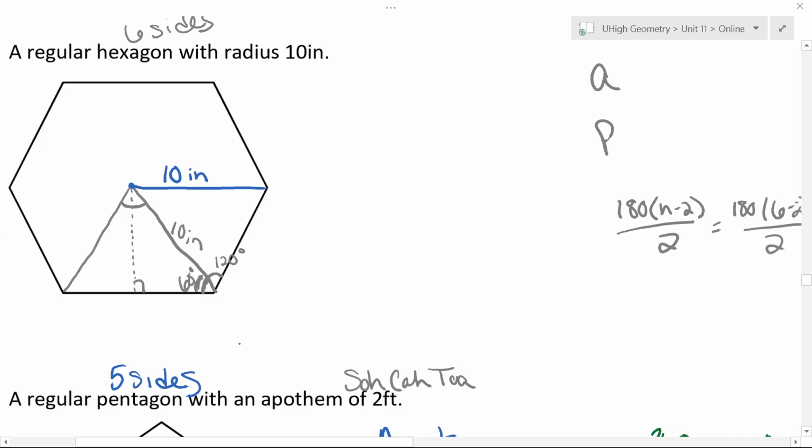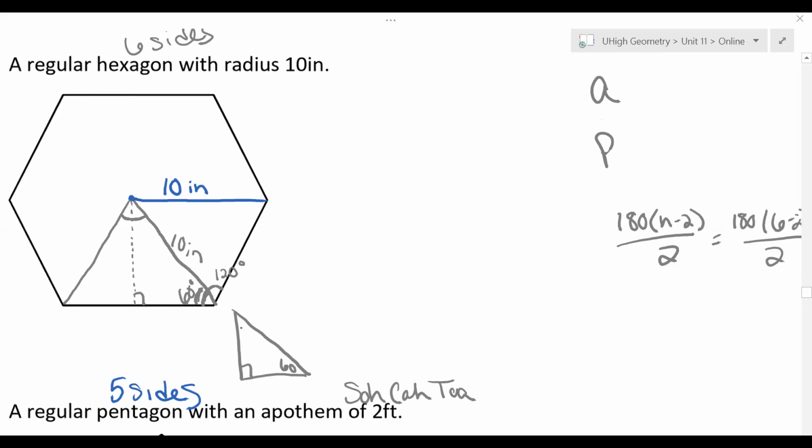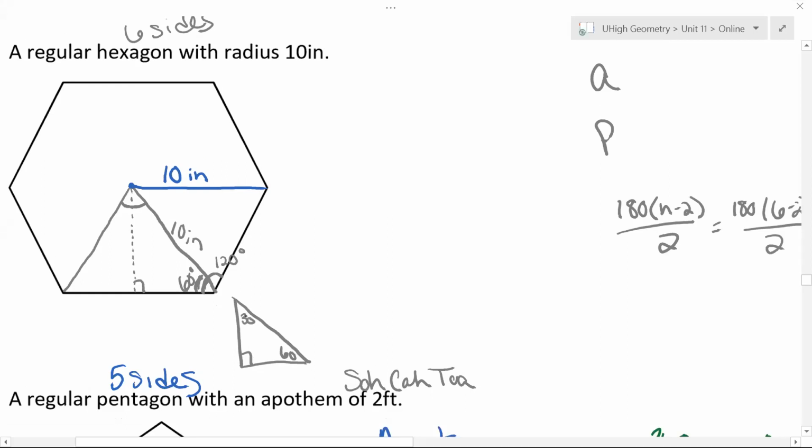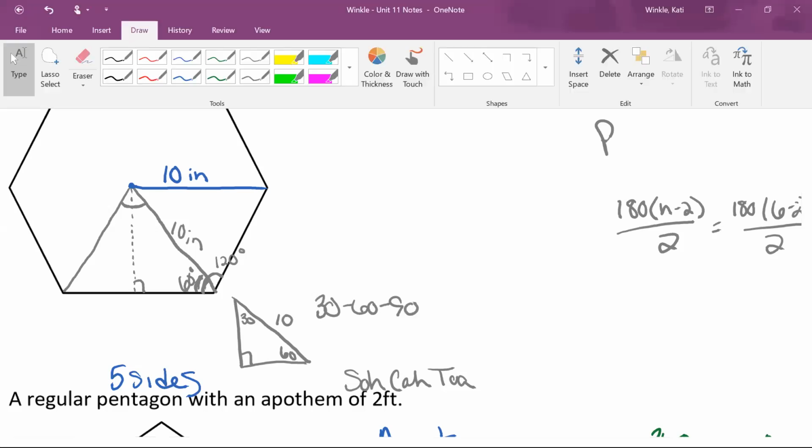Well, now what I'm looking at is a right triangle with one angle being 60. So I know my other angle has to be 30 degrees. And I have a hypotenuse of 10. So right now, hopefully you guys notice, I have a 30, 60, 90 triangle, and I can use my ratios to find the other two side lengths.